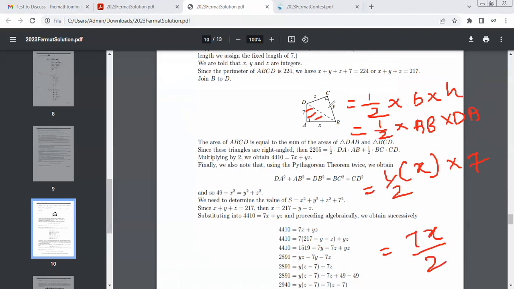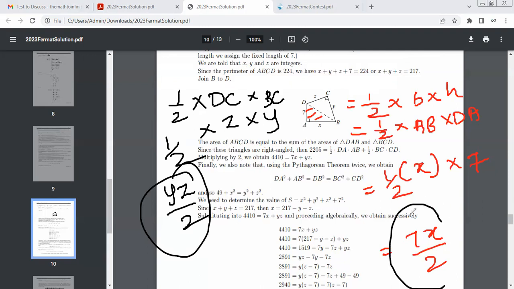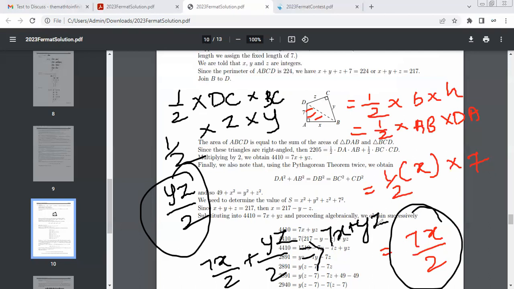Now let's focus on the other triangle, DCB. Again, it's half times base times height. The base is going to be DC, which is unknown, so you can assume that as Z. The value of BC is also unknown, which is Y. So that's going to be YZ over 2. So you have YZ over 2 and 7x over 2. You can consider this as the area of the quadrilateral. So 7x over 2 plus YZ over 2.